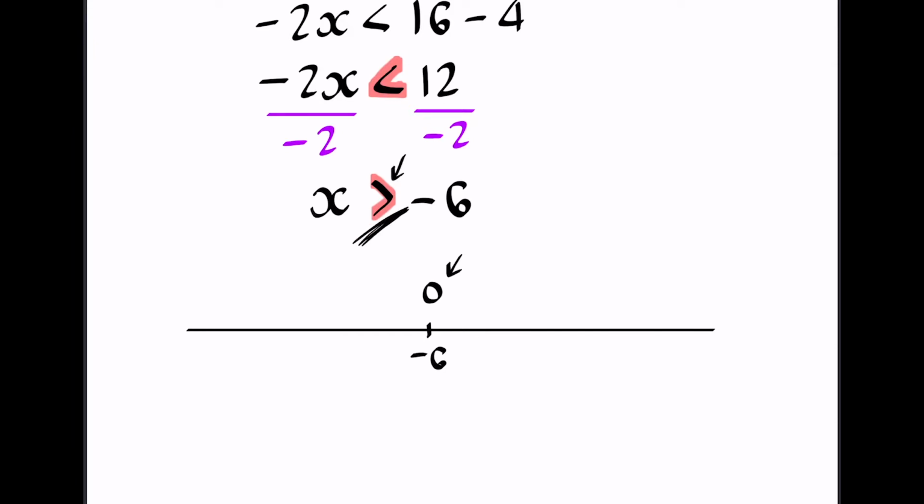You can see there's no tongue, which means it's a not colored in dot. It's an open dot. x must be greater than -6. Which direction will x be greater? It'll be greater going in that direction. And there I've represented it on a number line.